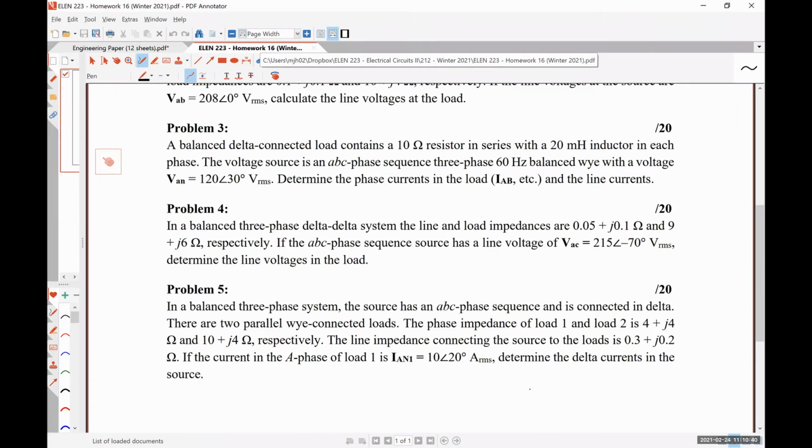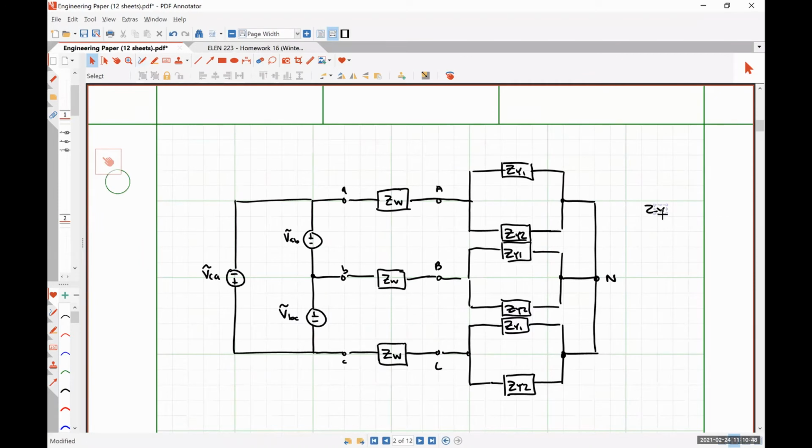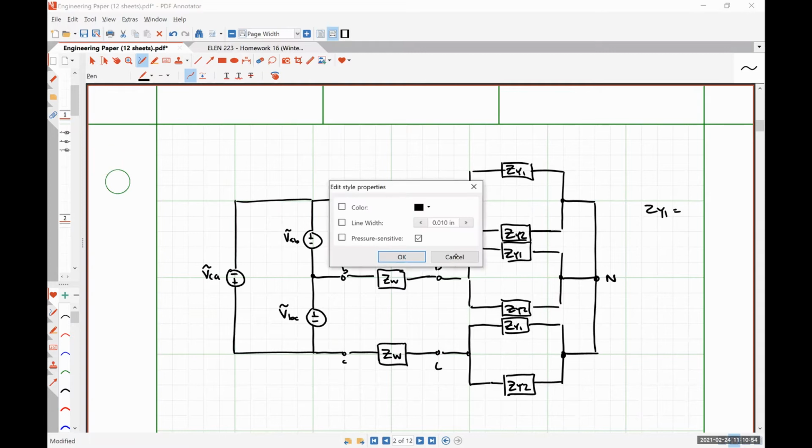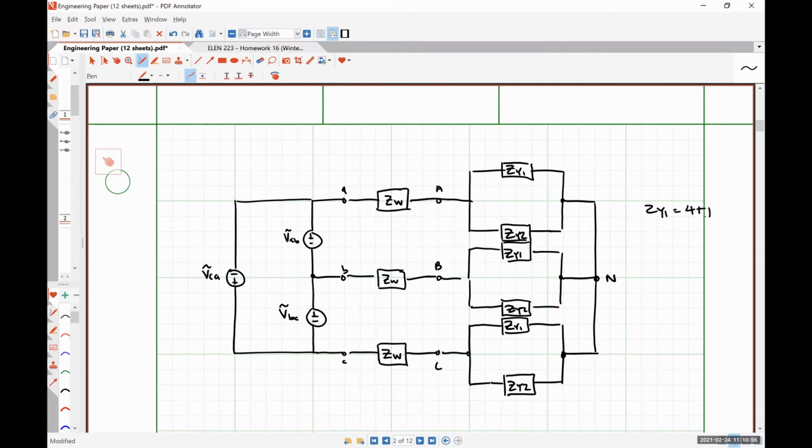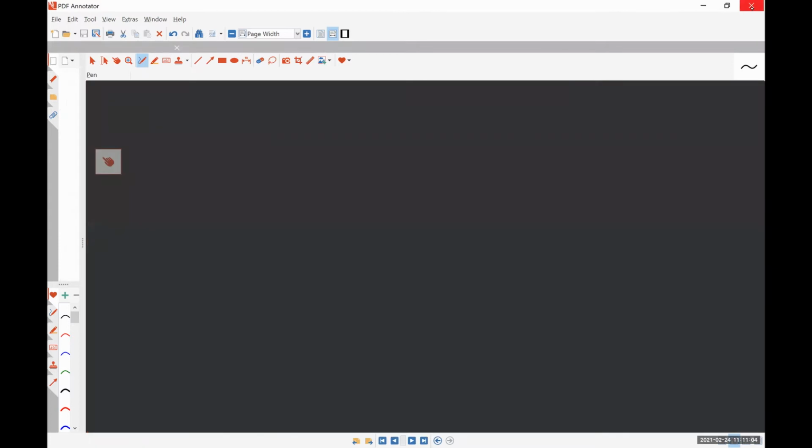Impedance of load 1 is 4 plus J4, so ZY1 is 4 plus J4 ohms. Let me save this, and then close this guy out because it's going to keep giving me that error and it's going to drive me nuts.